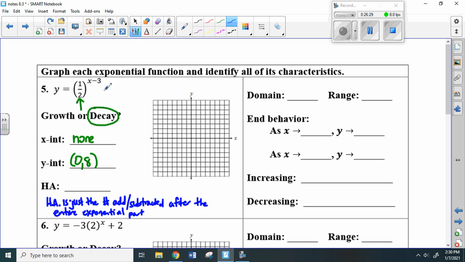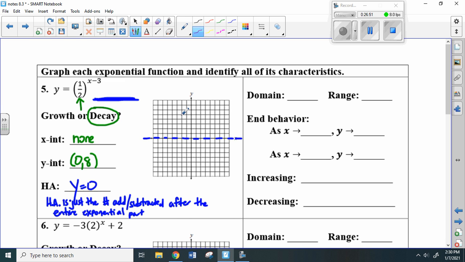All right, so that means it's not part of the exponent. It would be the number, the stuff added or subtracted after all of that. And since there is nothing added or subtracted after all of that, it stays in the same place that the parent function had it, and that was at y equals 0. So there's my horizontal asymptote.